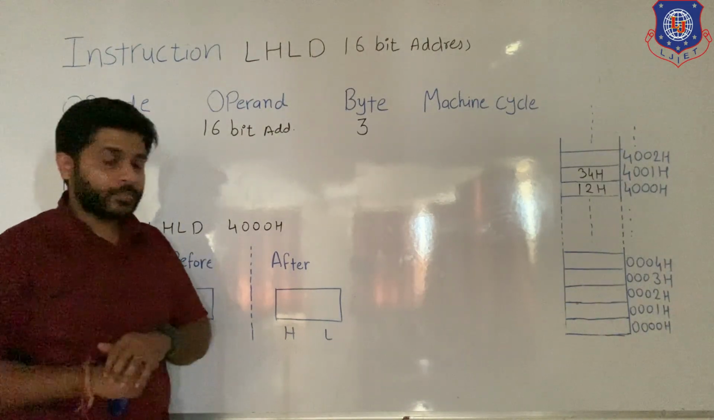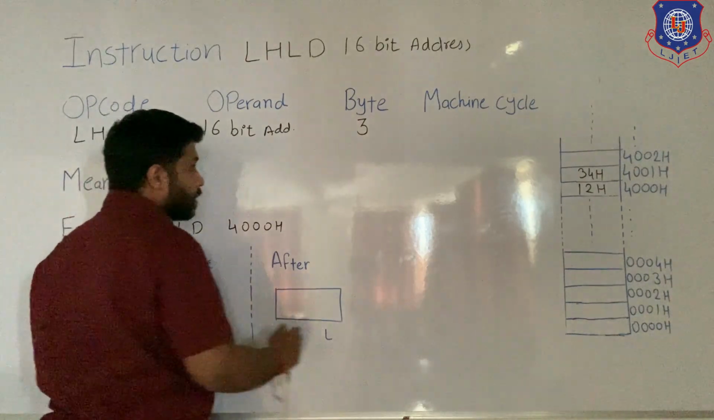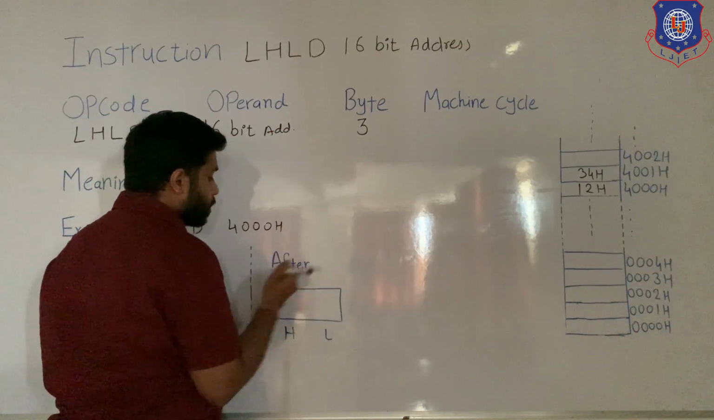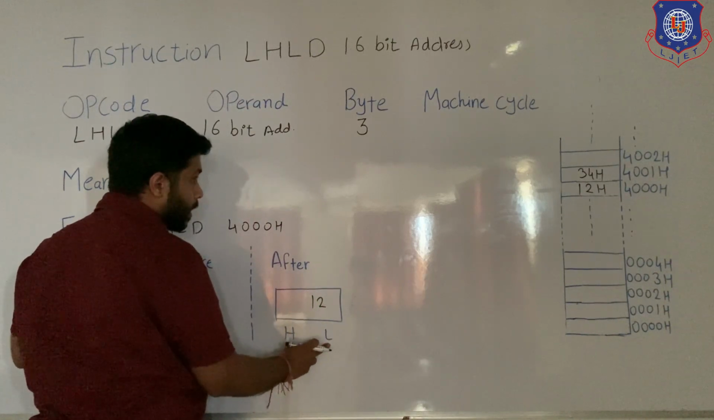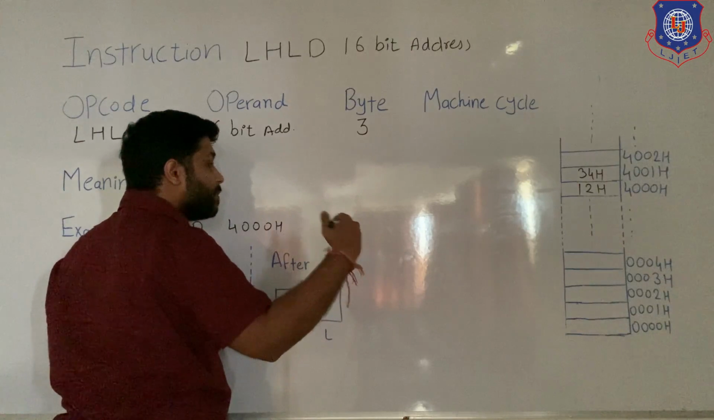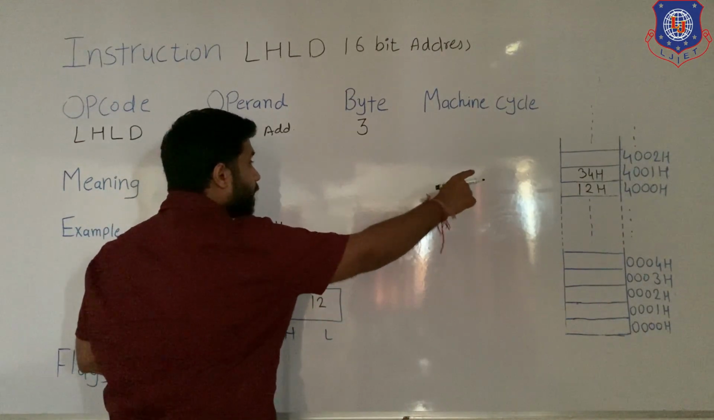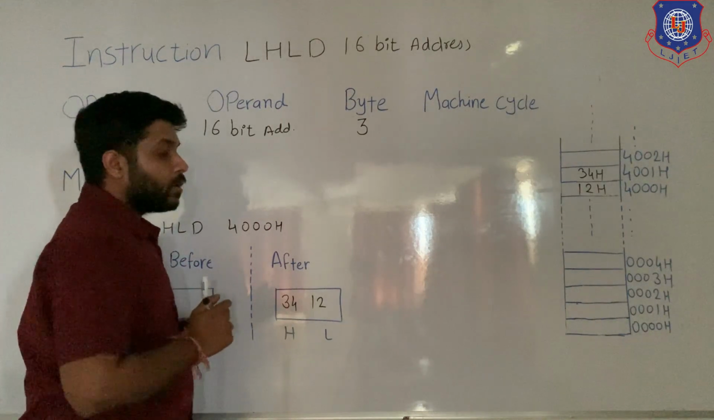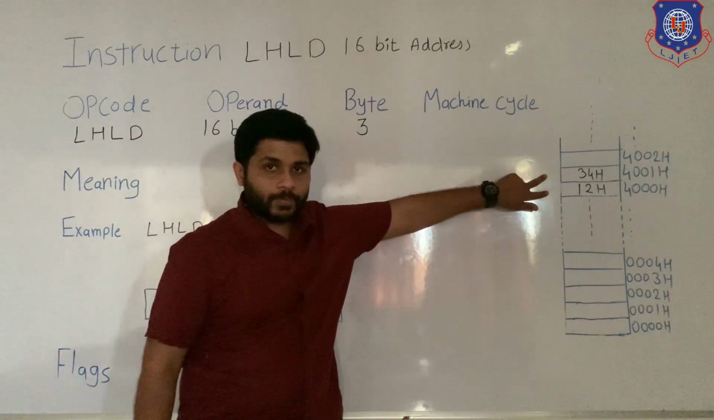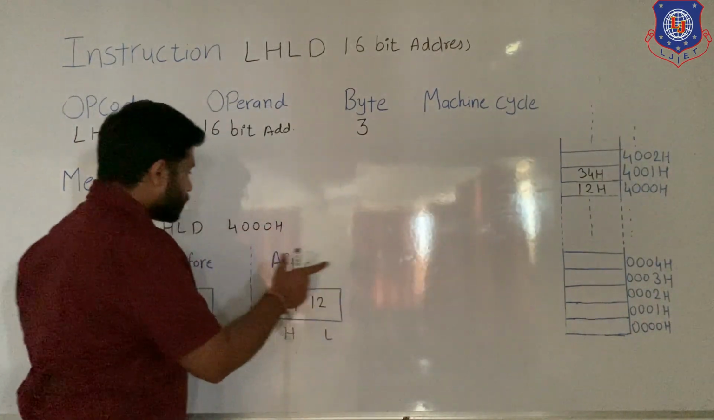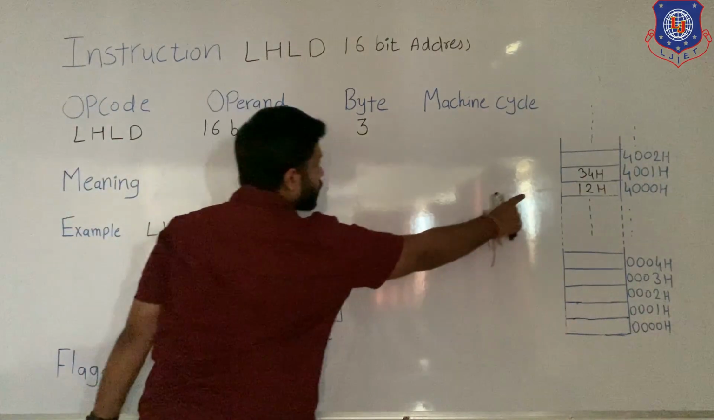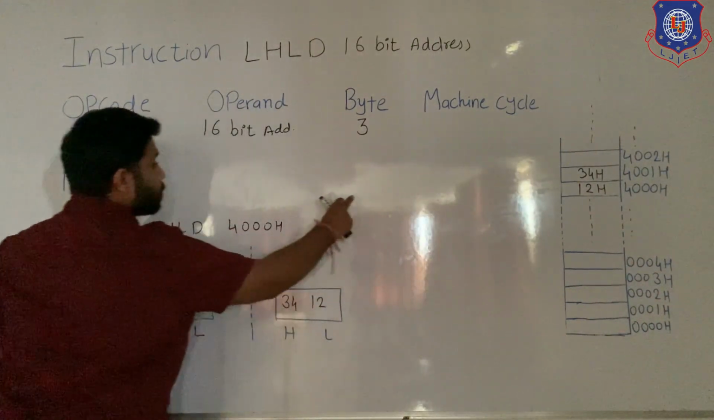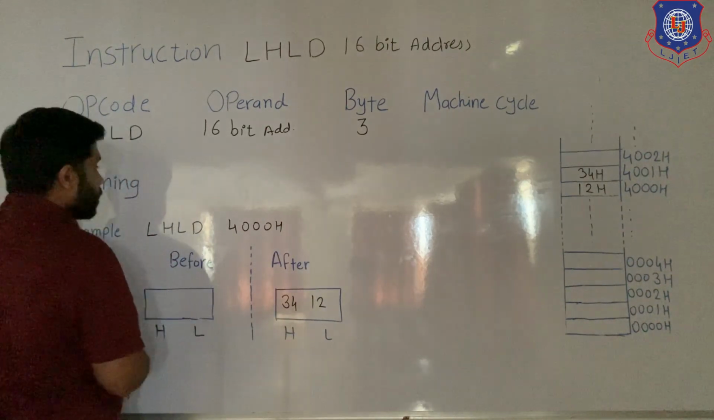Now how will the data be transferred? In the first step, the data present in 4000H will be moved to L. You can see that in 4000H, 12 is present, so 12 will be moved to L. After that, the memory location will be incremented by 1 and data from 4001H will be transferred to H. So to transfer 16-bit data, the processor has to read 2 memory locations. From 4000H, which is specified in the instruction, data will be transferred to L, and after that the memory location will be incremented and data will be transferred from 4001H to H.